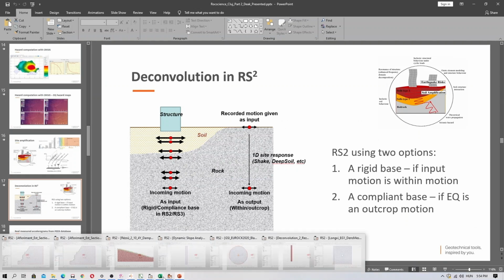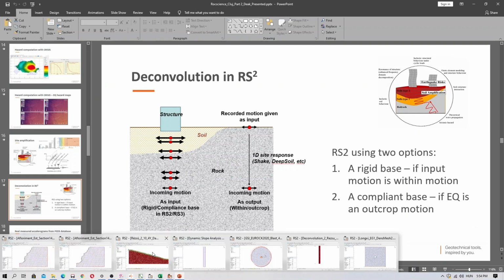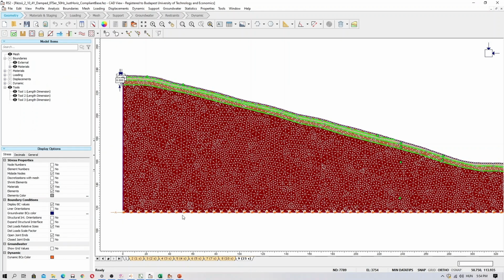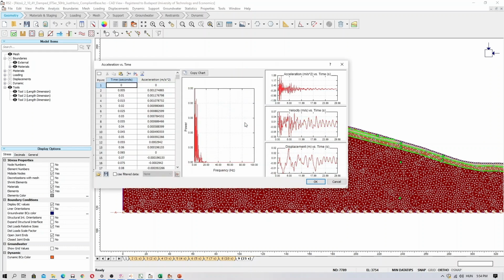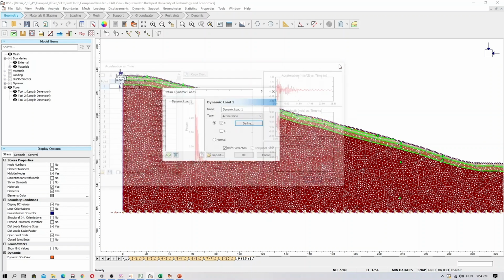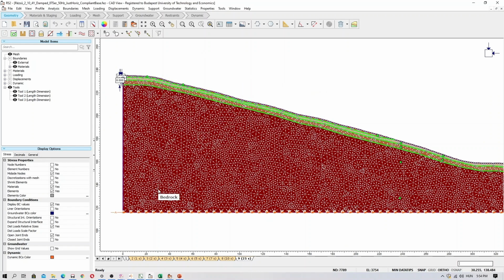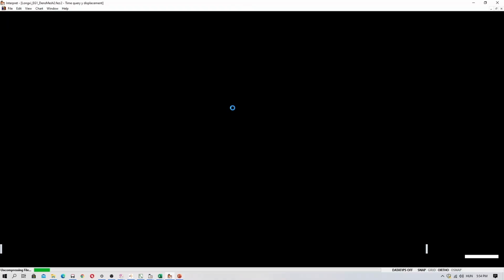We have here an example, a project from Hungary. This is a slope, and generally we are using dynamic loads in XY direction too at the same time. But in this case, to check this opportunity, we use just the horizontal accelerations. And let's see the results.